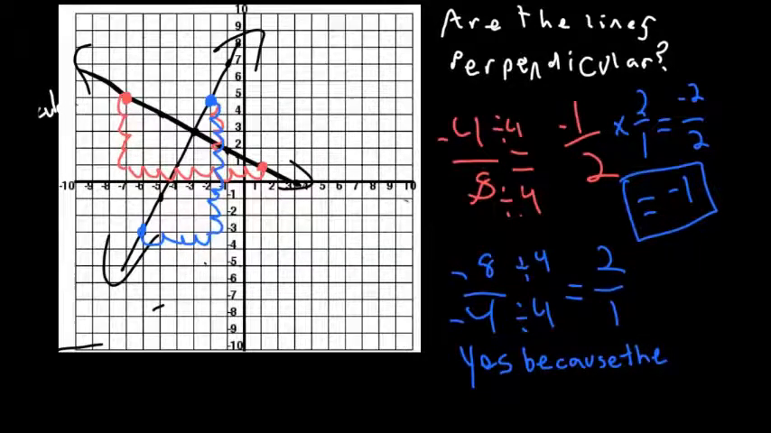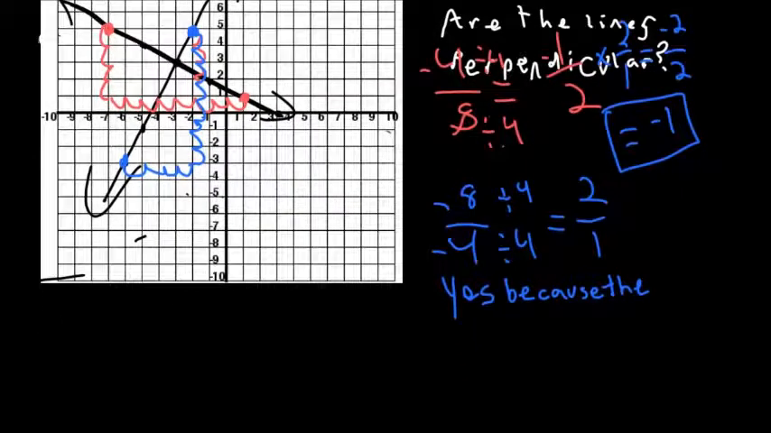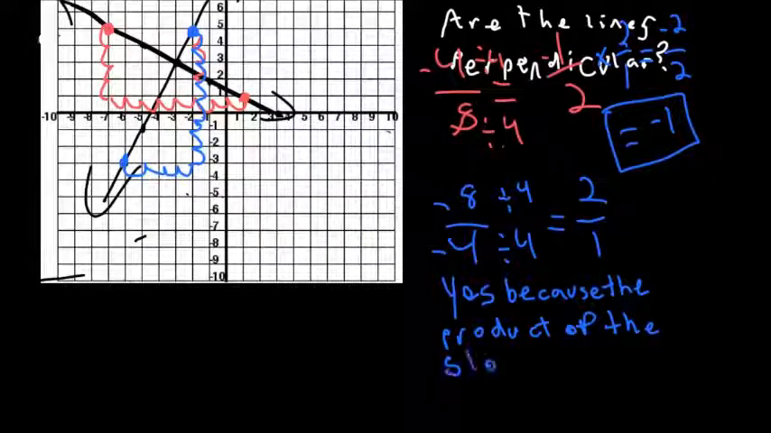Let me get a little more room here. Yes, because the product of the slopes is negative 1. So anytime you get a product of negative 1, your lines will be perpendicular.